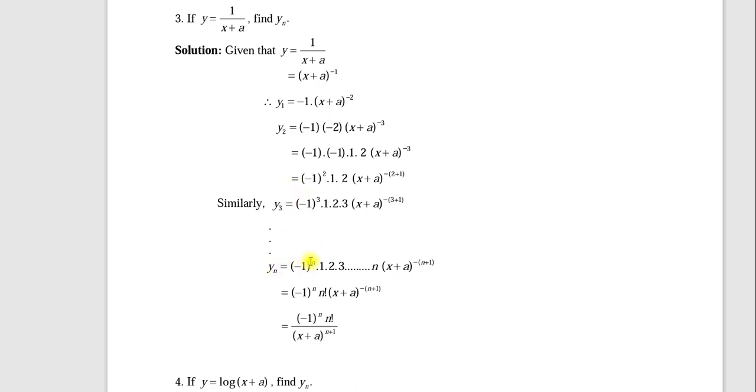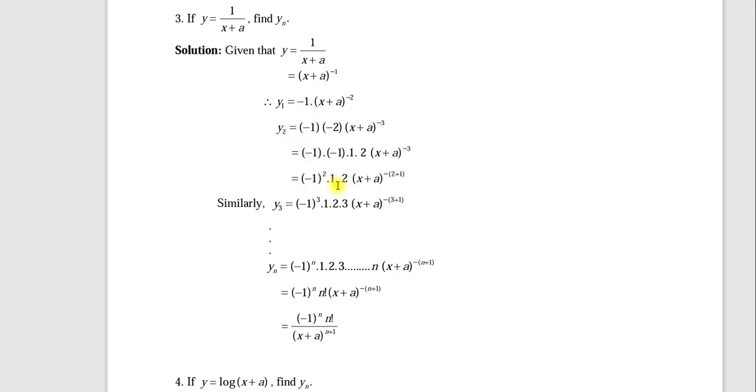yn will be minus 1 to the power n, into 1 into 2 up to n, into (x plus a) to the power minus of n plus 1. Why? Because in case of y1 the power of minus 1 is 1, in case of y2 the power of minus 1 is 2, and in case of y3 the power of minus 1 is 3. So in case of yn the power of minus 1 will be n, and we can see that in case of y1 it is 1, which we didn't write here.